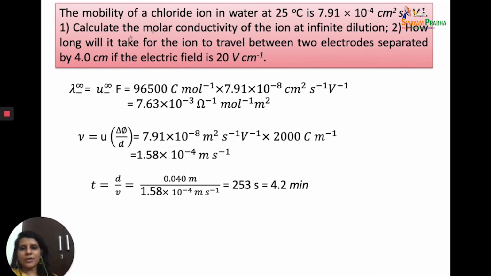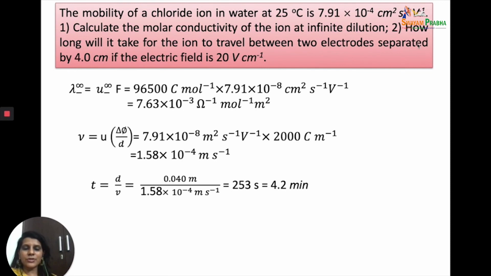So we want to first find out the value of molar conductivity. Lambda minus infinity is equal to U minus infinity into F, because our U minus infinity was equal to lambda minus infinity upon Z minus into F, and because we are talking about chloride ions, Z minus is equal to 1. So 96,500 coulomb per mole is the value of F. We just put the value of U minus and we get the value of lambda minus infinity.